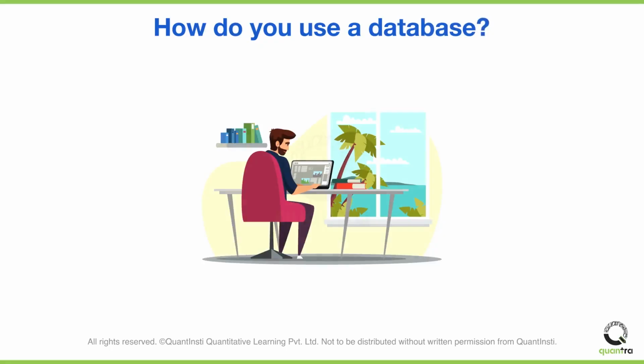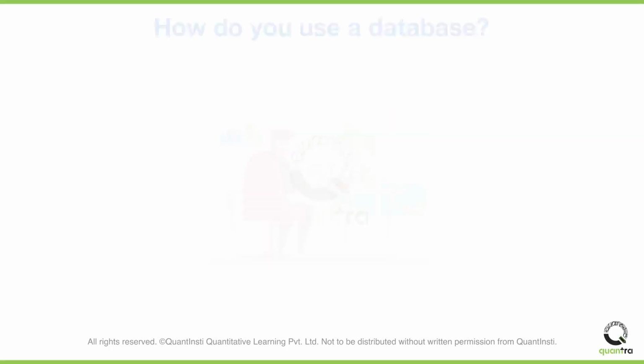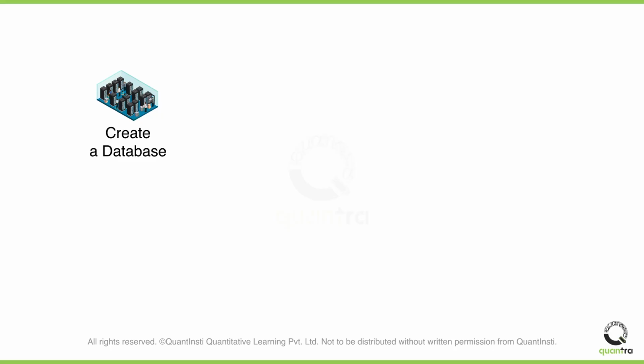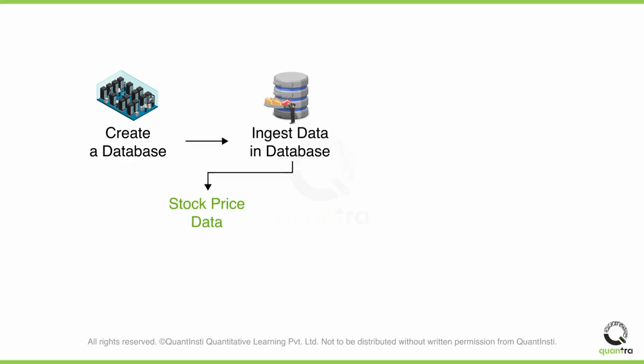As a quant, how do you use a database? First, you create a database, declaring certain variables and structures. Then, you ingest or add your data. This data can be anything: your stock price data, minute level, hour level, any type of data, even your options data or your bid-ask data.